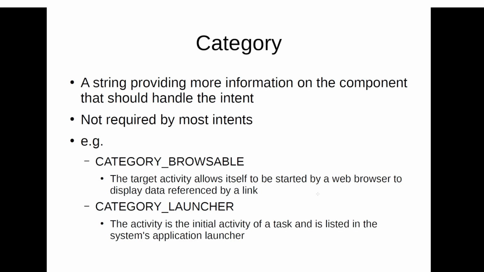Examples of categories: browsable means the target activity can be started from a clicked link in a web browser or other location. Launcher means this component is going to be listed in the application launcher used by the device.